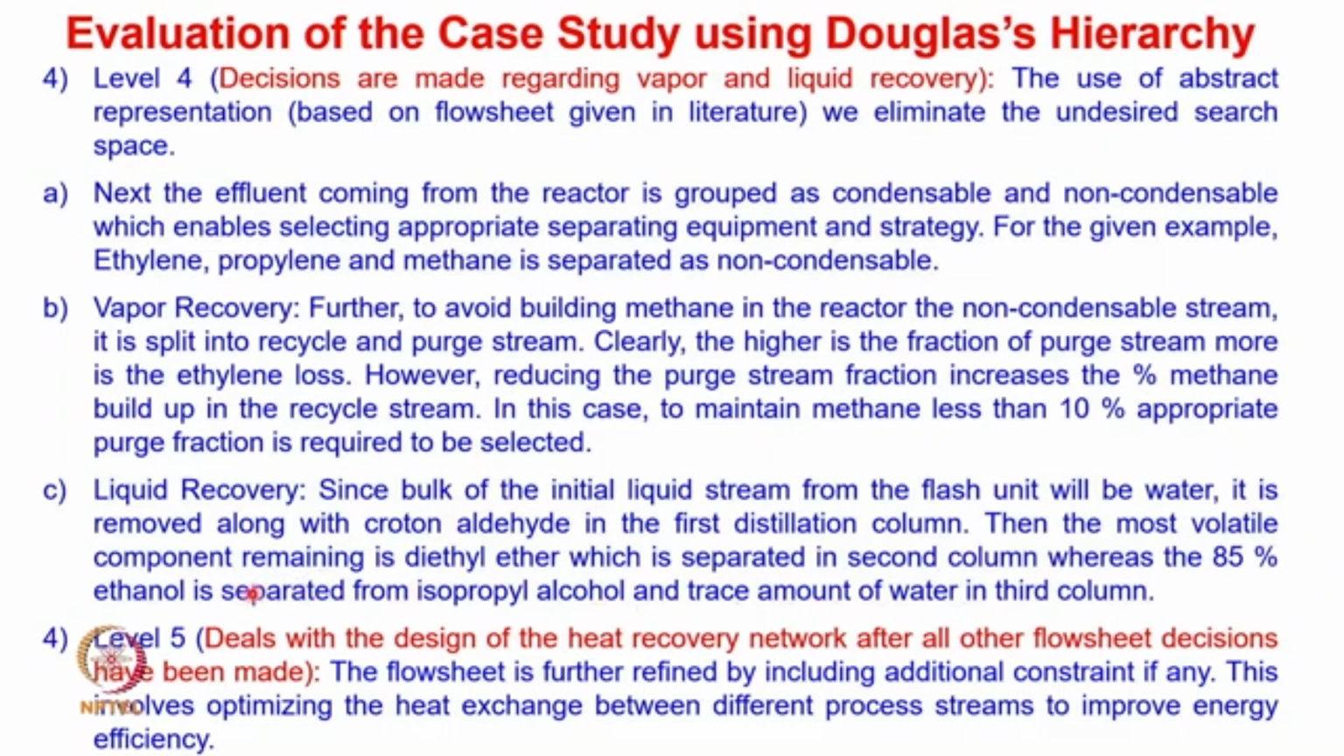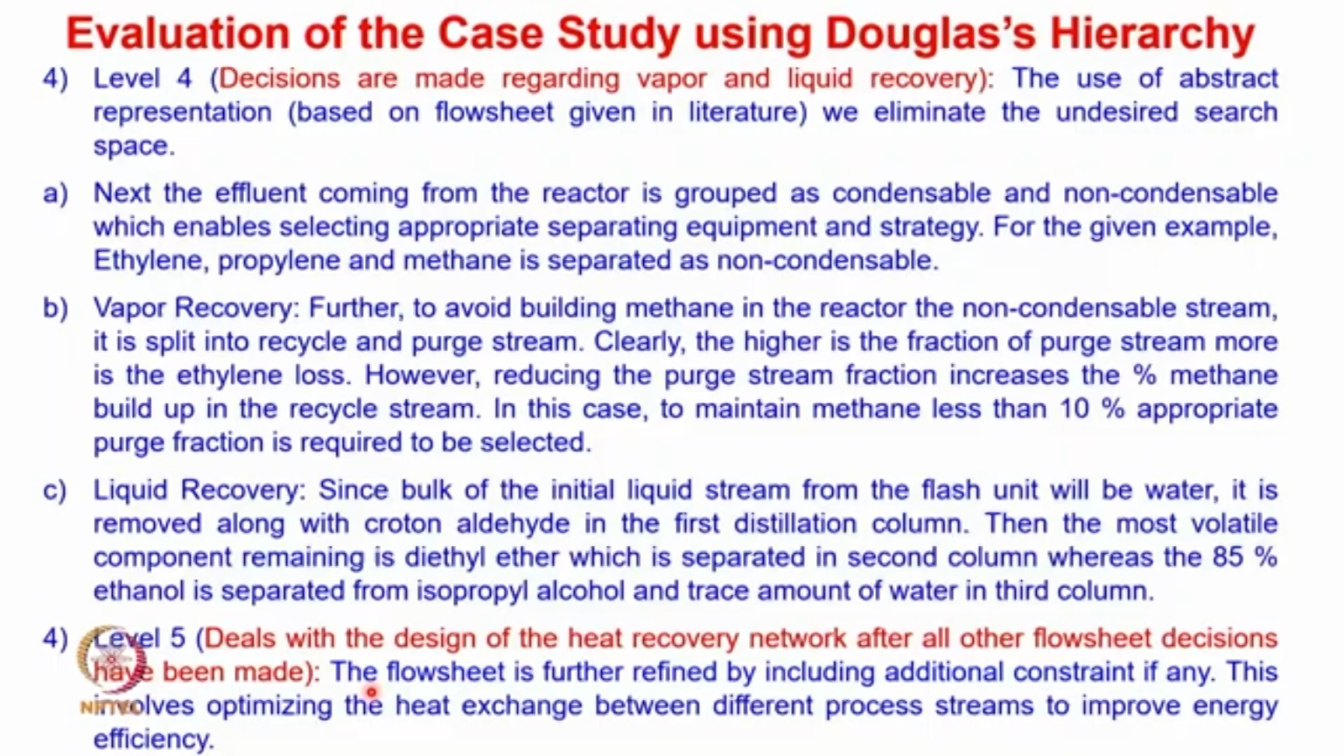So finally, once this flow sheet is finalized, in the last step what we have to do is represent this entire flow sheet in terms of the heat exchanger network, and we have to see how we can utilize the heat in an optimal manner. So the flow sheet is further refined by including additional constraints, if any. This involves optimizing the heat exchange between the different process streams to improve the energy efficiency. So with respect to this Douglas hierarchy, we can see how the given problem can be modified.